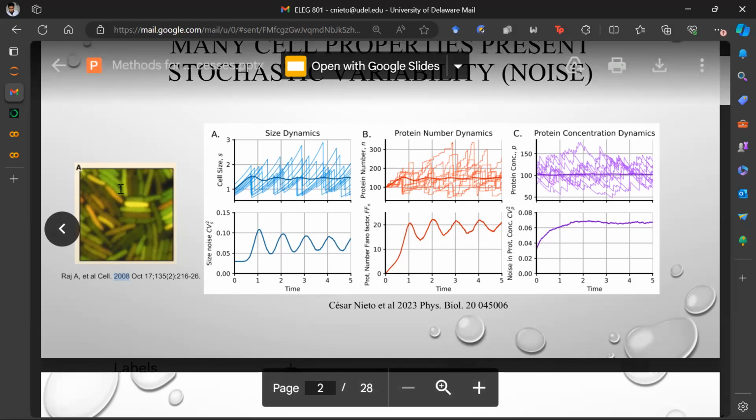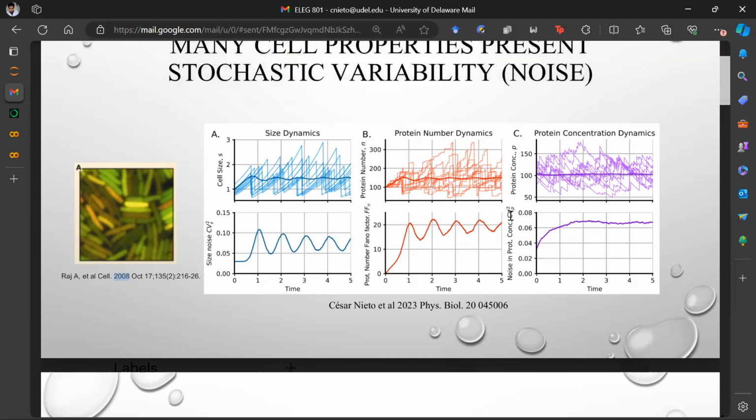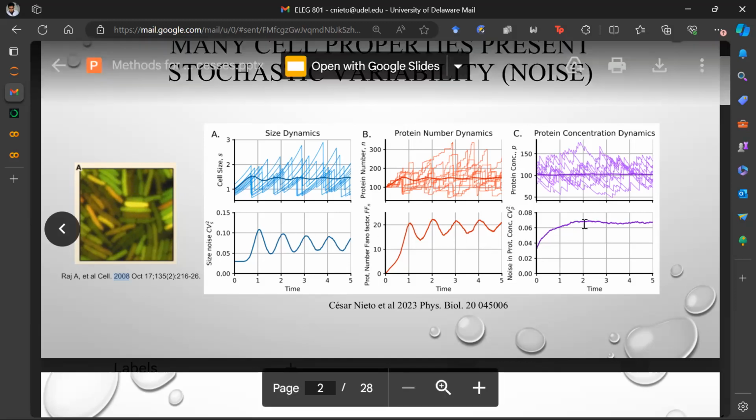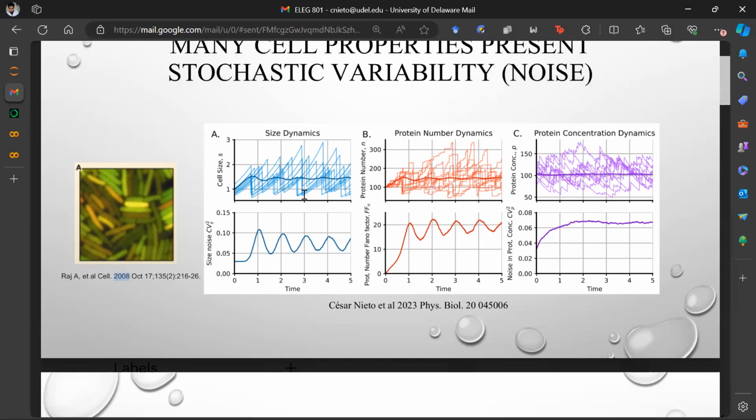And the concentration, you can relate it better to the levels of brightness of this fluorescence. So you can see also the CV square for the protein, and in this case you don't see these oscillations for protein, and also the mean is more steady than the cell size. The idea, in the future, is to try to simulate these three kinds of processes.